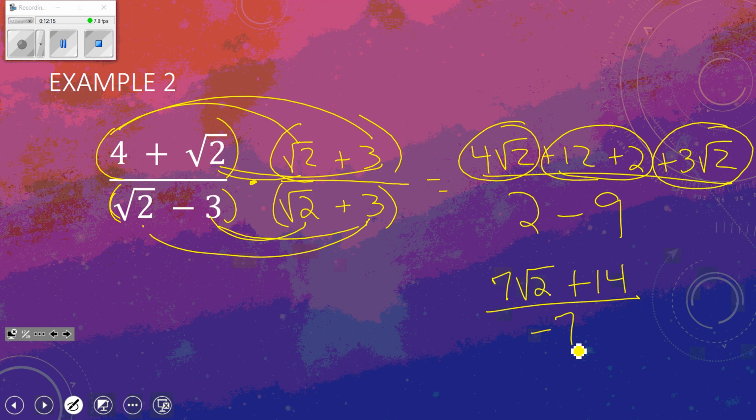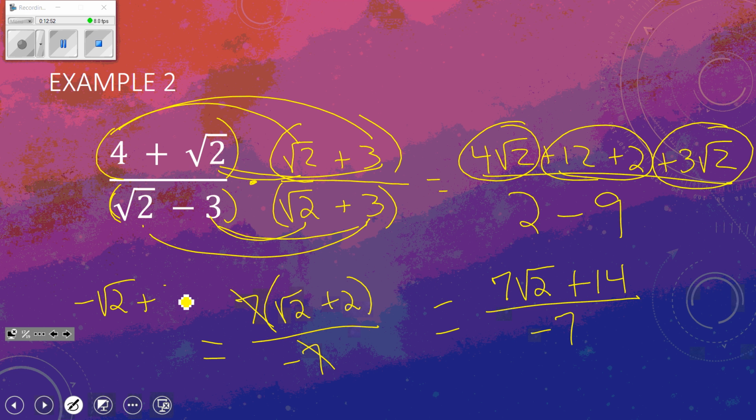All right, so from here, am I finished? No. What can factor out of the top? A 7. So if we take a 7 out of the top, we would be left with square root of 2 plus 2 over negative 7. And so what would my final answer be? If the 7's cancel, square root of 2 plus 2, what about that negative? So negative square root of 2 plus 2, like so.